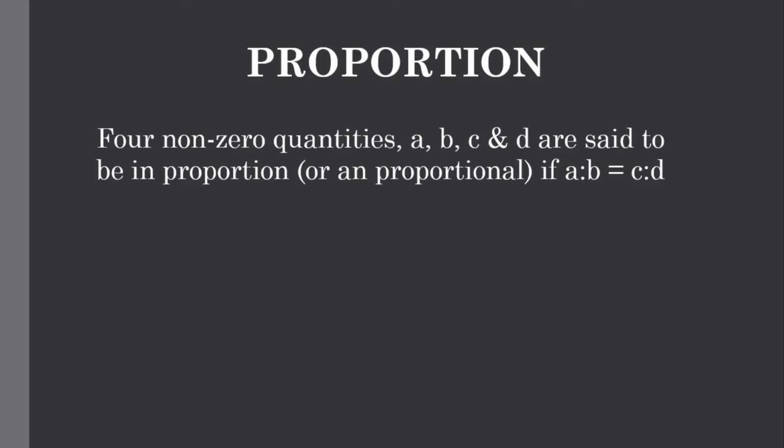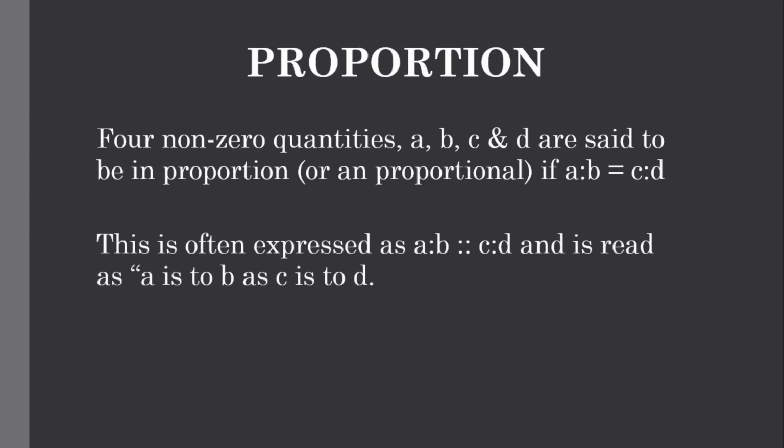If both the ratios are equal, we say these ratios are in proportion, or we say A, B, C and D are in proportion. Next, how to read this? We read it as A is to B as C is to D.